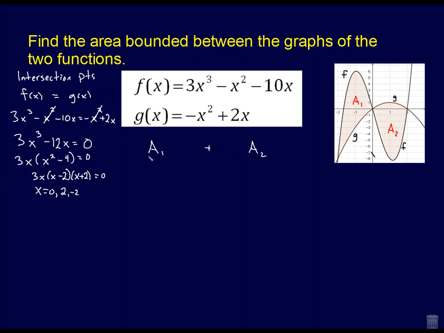So primarily here, area 1 will be the integral where f of x is the upper function and g of x is the lower function. And this interval starts at the x value negative 2 and goes to 0. And when I go to area 2, now g of x is the upper boundary and f of x is the lower boundary. So for this interval, which starts at 0 and ends at positive 2, g of x needs to be the upper boundary and f of x needs to be the lower boundary.